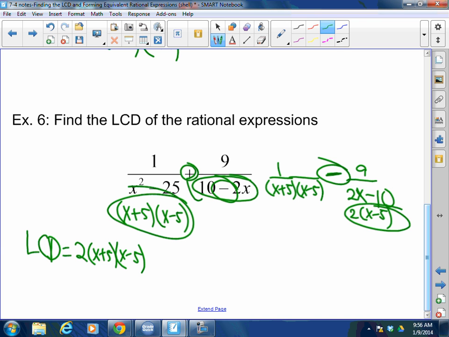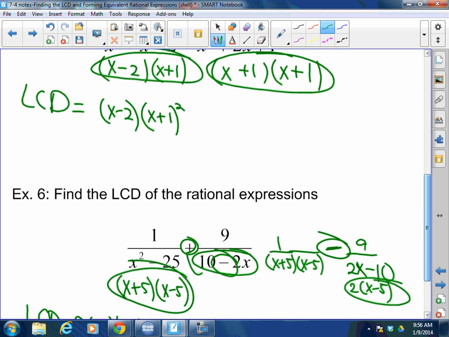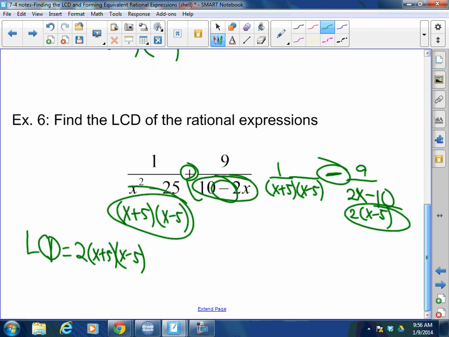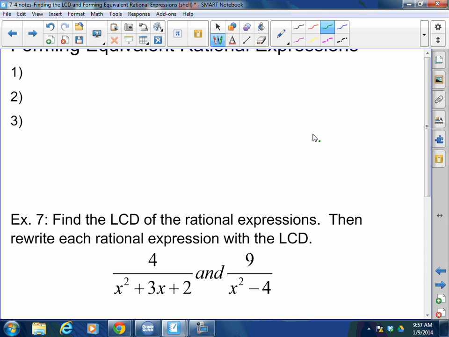It's not that bad, right? Yes, sir. The example 5, the LCD is x minus 2 times x plus 1 squared. Thank you. May I continue? Let's do this. All right.